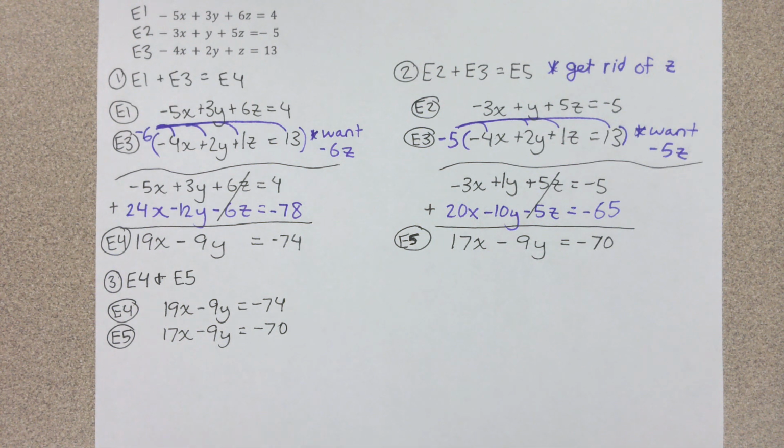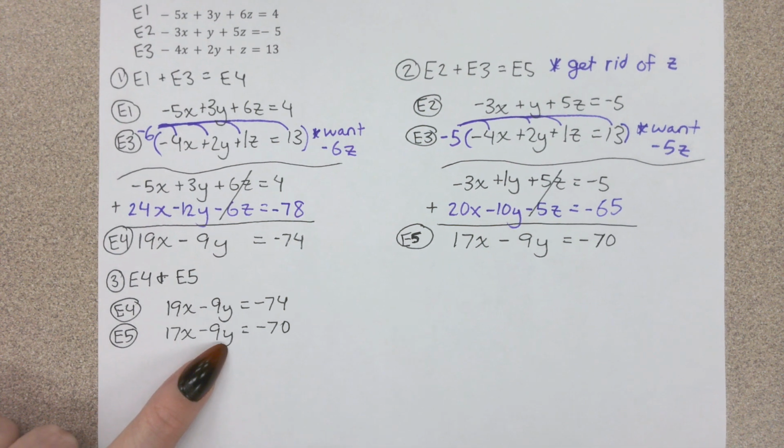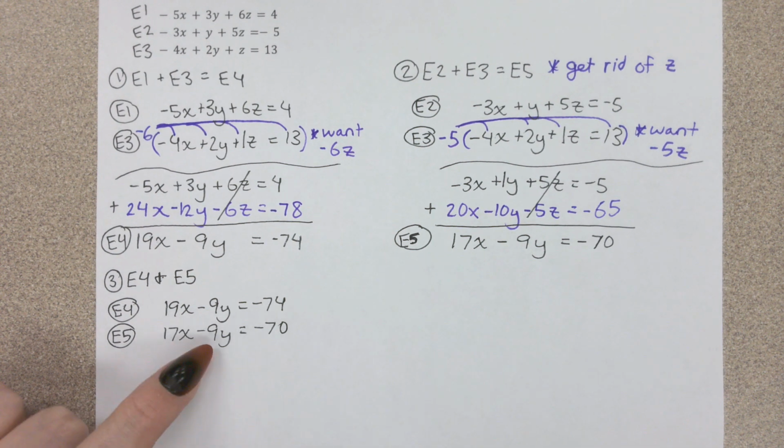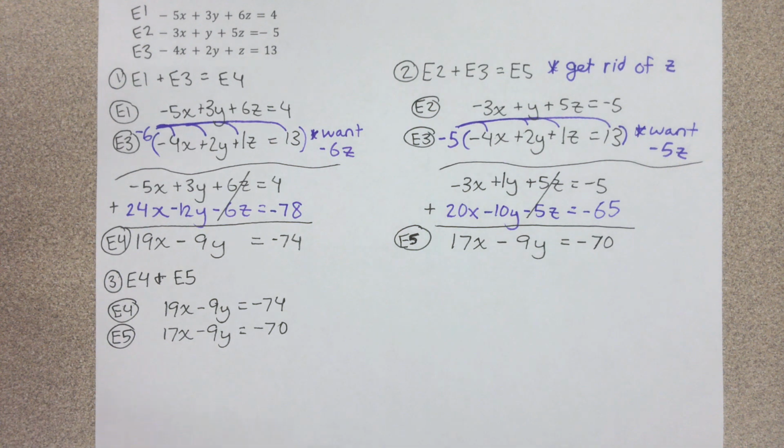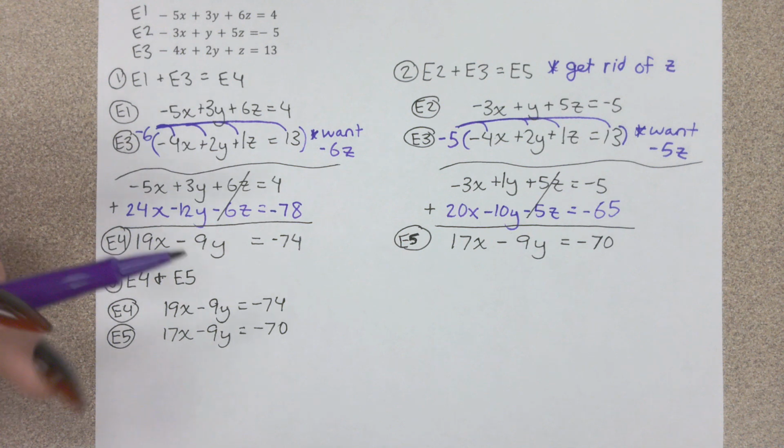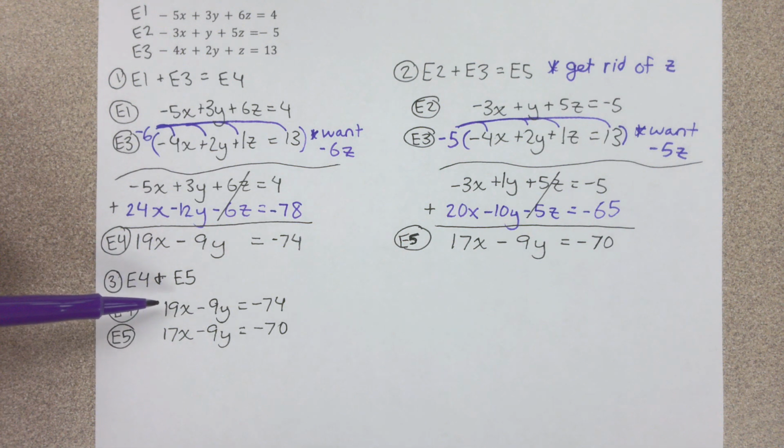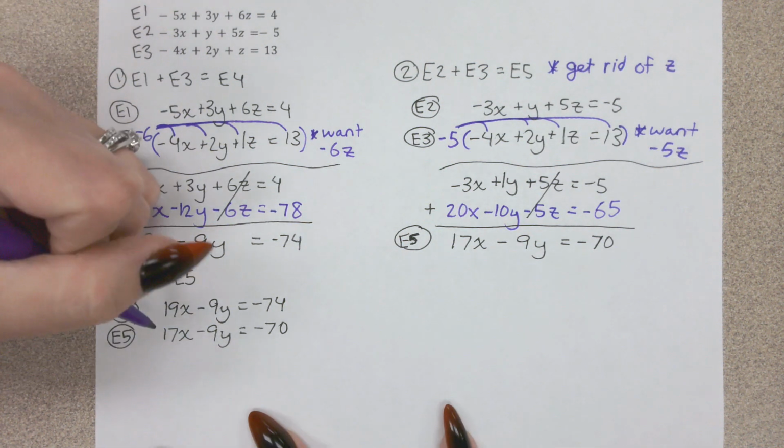So this time we have a choice again. We can either get rid of x or y. Hopefully you agree with me that y is going to be very easy to get rid of because the numbers are already the same. I just need to change one of these signs, and it's more convenient to change the top equation and write the new one underneath. So that's what I'm going to do.